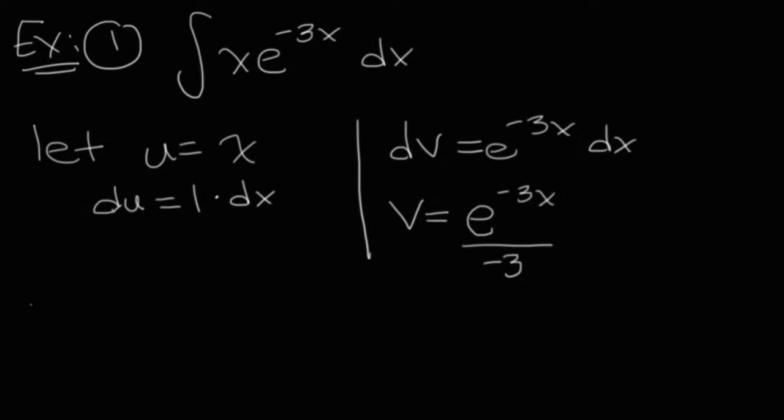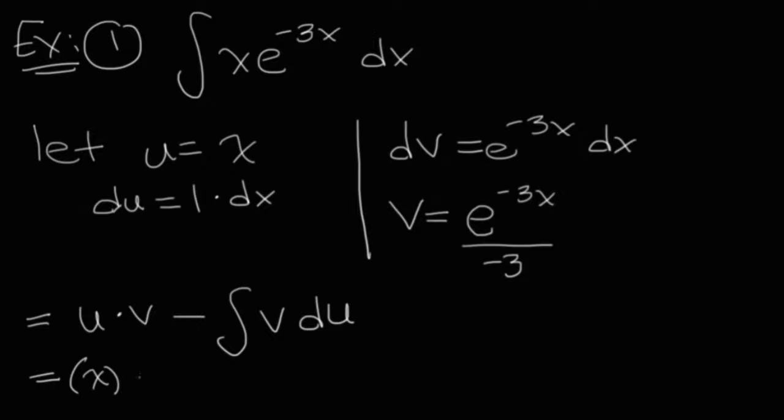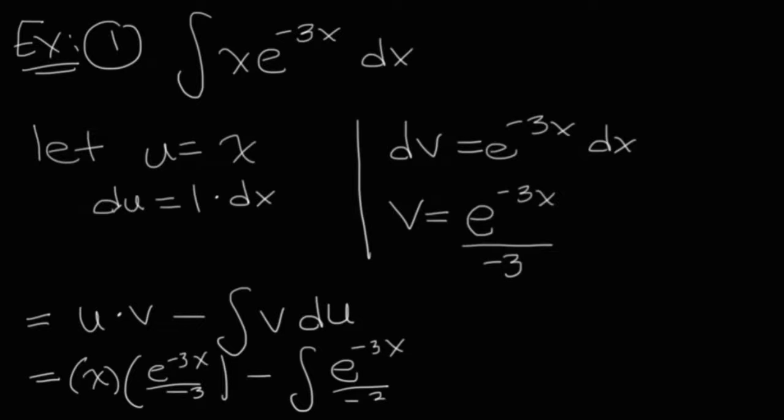Okay, so now that we have that, we're going to use the formula u times v minus the integral v du. This is the formula for by parts. I'll give it to you in another screen as well, but just so we have it now. So what we're going to do is we're basically going to sub in our values or our functions. So u is x, v is e to the negative 3x over negative 3, and then minus integral of, and then v would be e to the negative 3x over negative 3 dx. Okay, so there we have it. And now we're going to actually evaluate the integral.